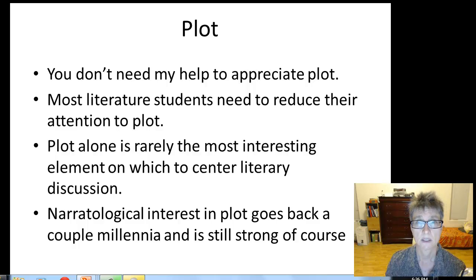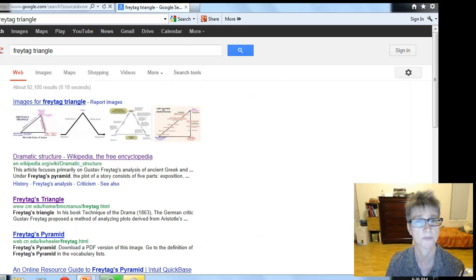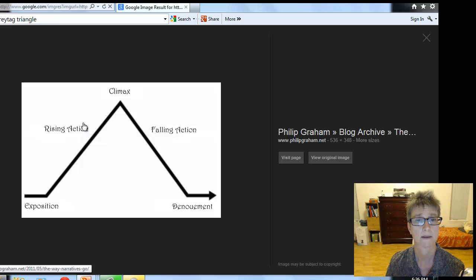Just for the heck of it, let's take a quick look at an abstract picture of plot, the Freytag triangle. Call this a sneak preview. There it is. That's what Gustav Freytag in the 19th century says a plot looks like. At the beginning, situation normal, level baseline. You get to know the characters briefly, and then things start to happen. The main character wants to get something and is struggling to get it, or wants to avoid something and is struggling to avoid it, either way.